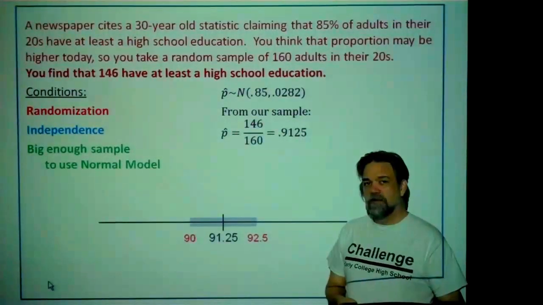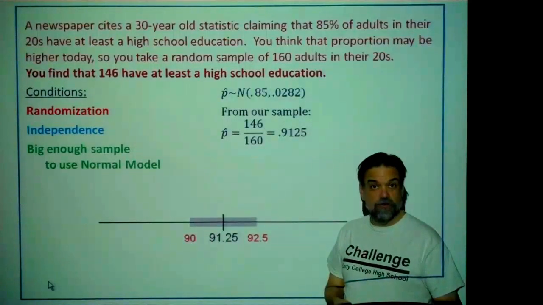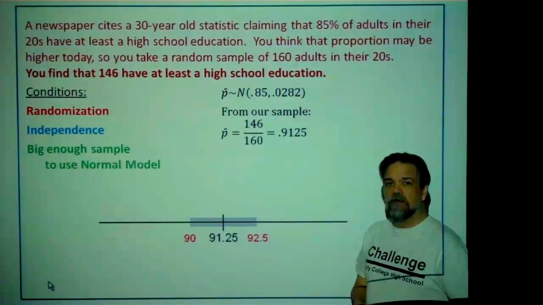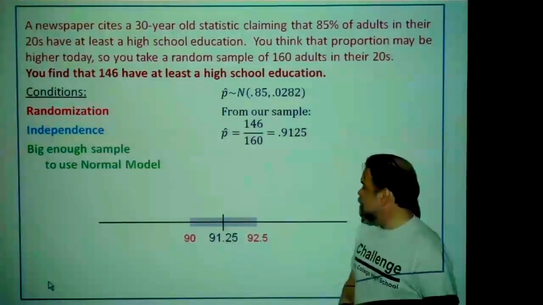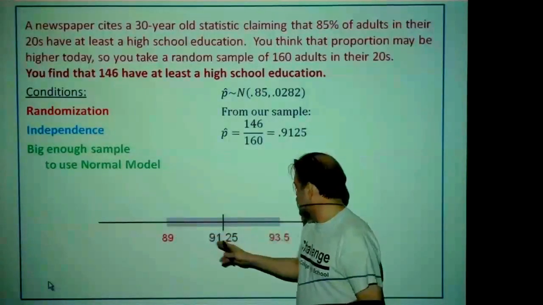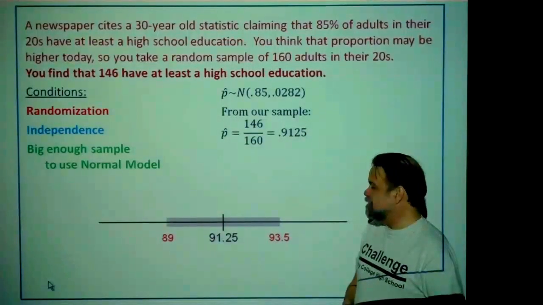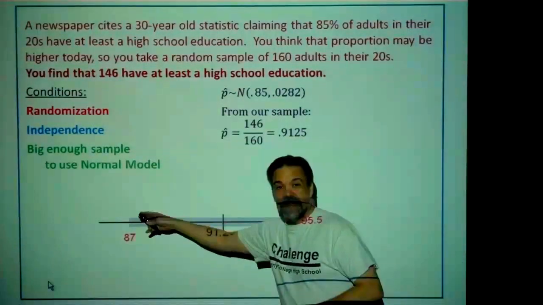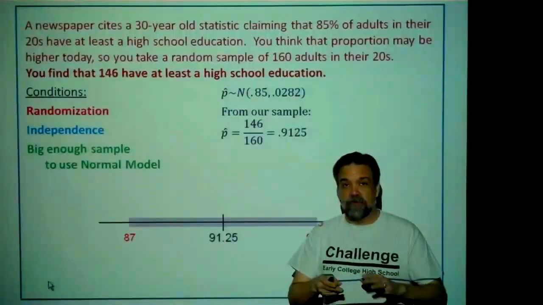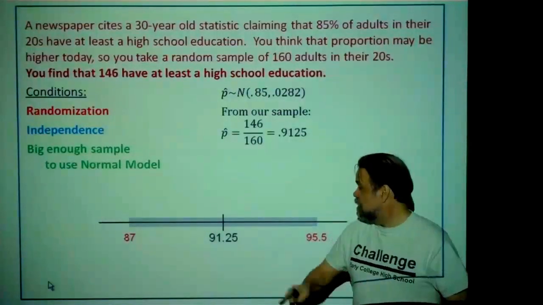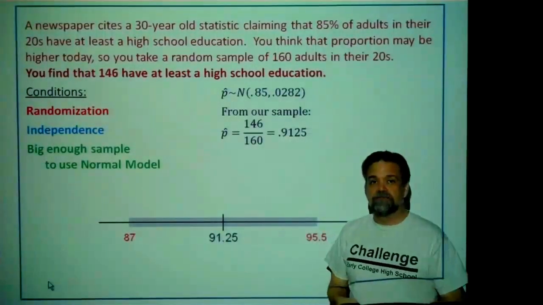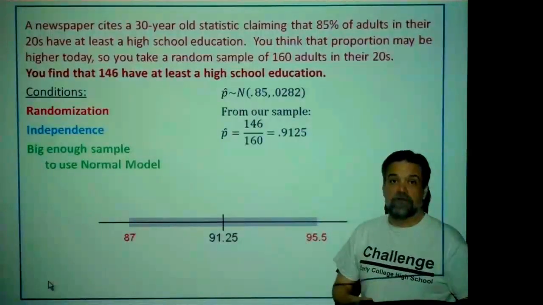And then they'll say, really? Are you sure? And you'll say, well, maybe it's more like 89 to 93.5%. Or actually, maybe it's more like from 87 to 95.5%. I'm pretty sure it's in there somewhere, okay? All right, this is a confidence interval, all right?